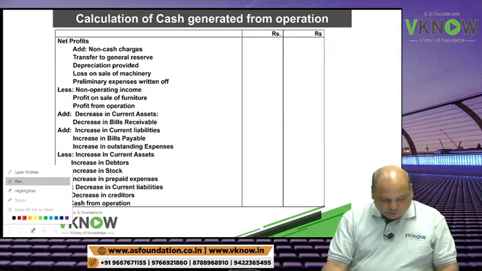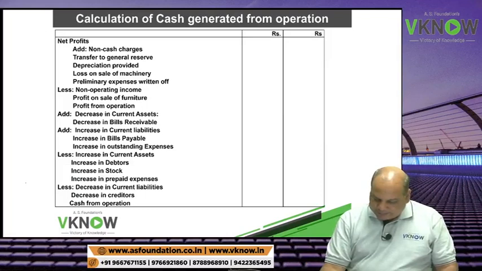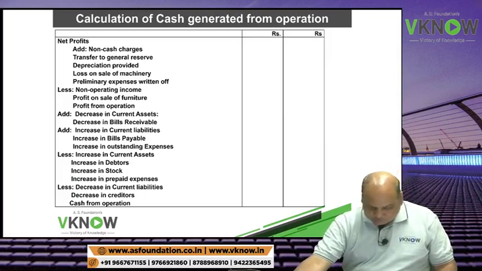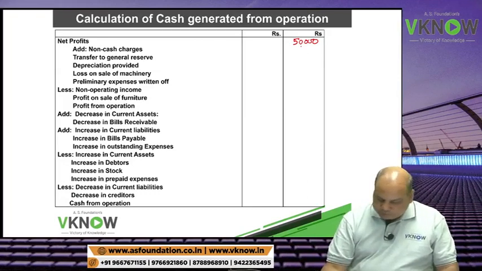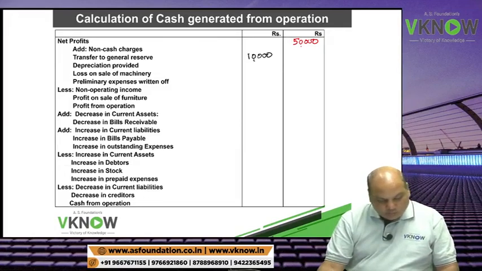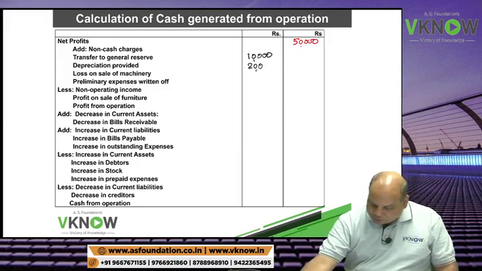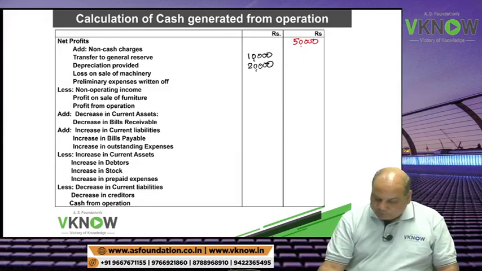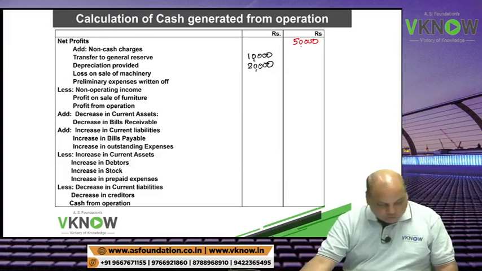First you start with net profit. Net profit, write down here 50,000. Then go according to the sequence of the question. Transfer to general reserve 10,000. Depreciation as per the question 20,000. Profit on sale of furniture, it is written somewhere below. This will be in bracket, 5,000.